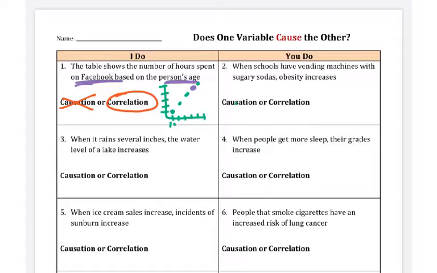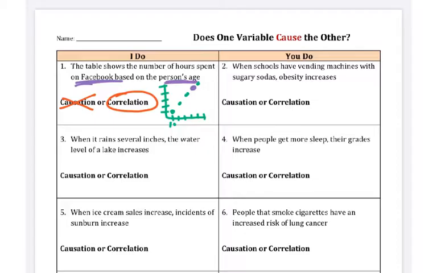Number 2, when schools have vending machines with sugary sodas, obesity increases. There's definitely a pattern there. So is that causation or is it just a pattern? So does sugary sodas cause people to become obese? Causation or correlation? Okay, try number 2.